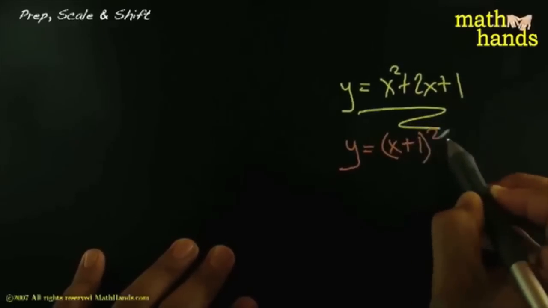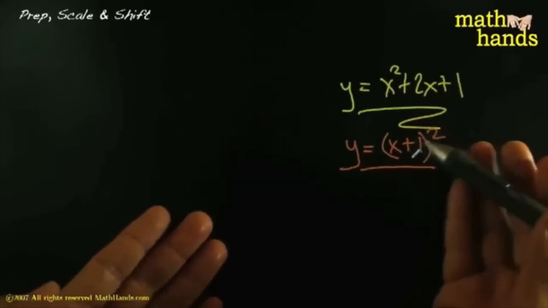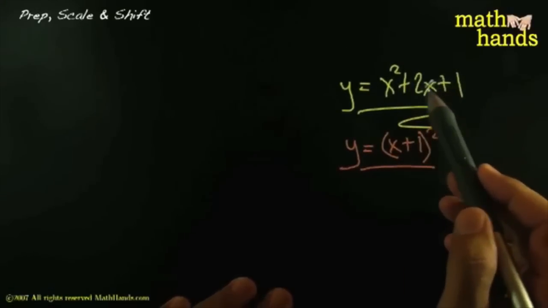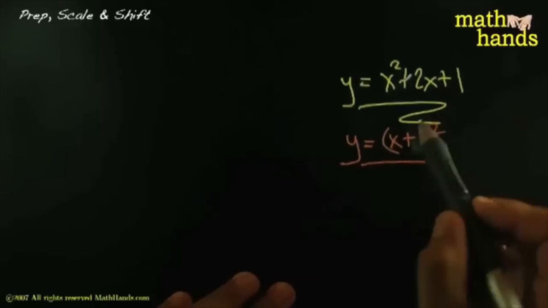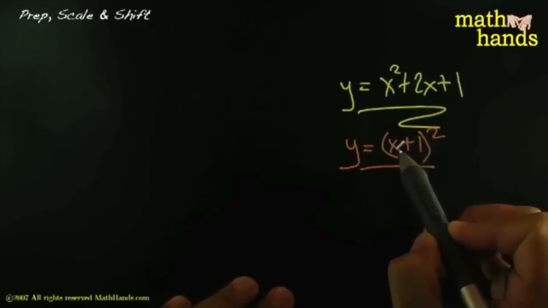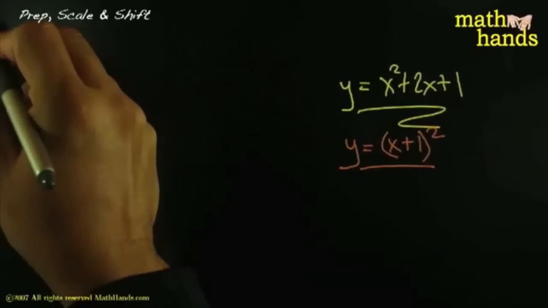This is x plus 1 squared. And now, when you write it this way, it's all good. Because now you don't have a 2x next to an x squared. You have a 1 next to an x, and that we know the consequences for. That's one of the famous ones.